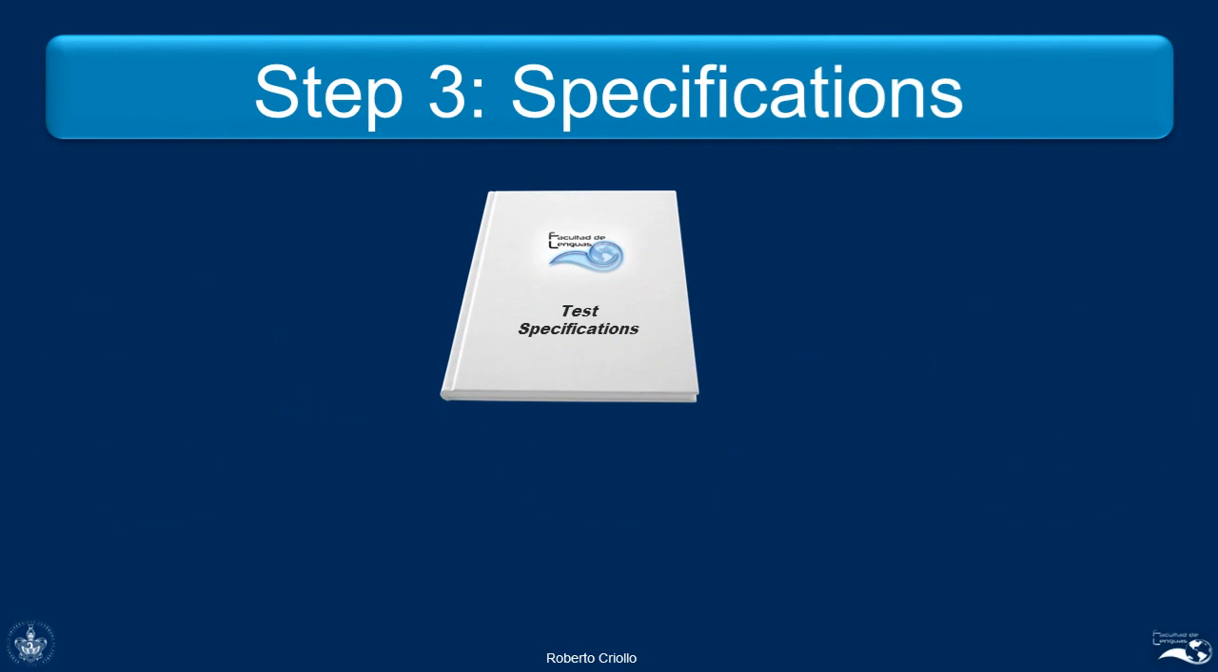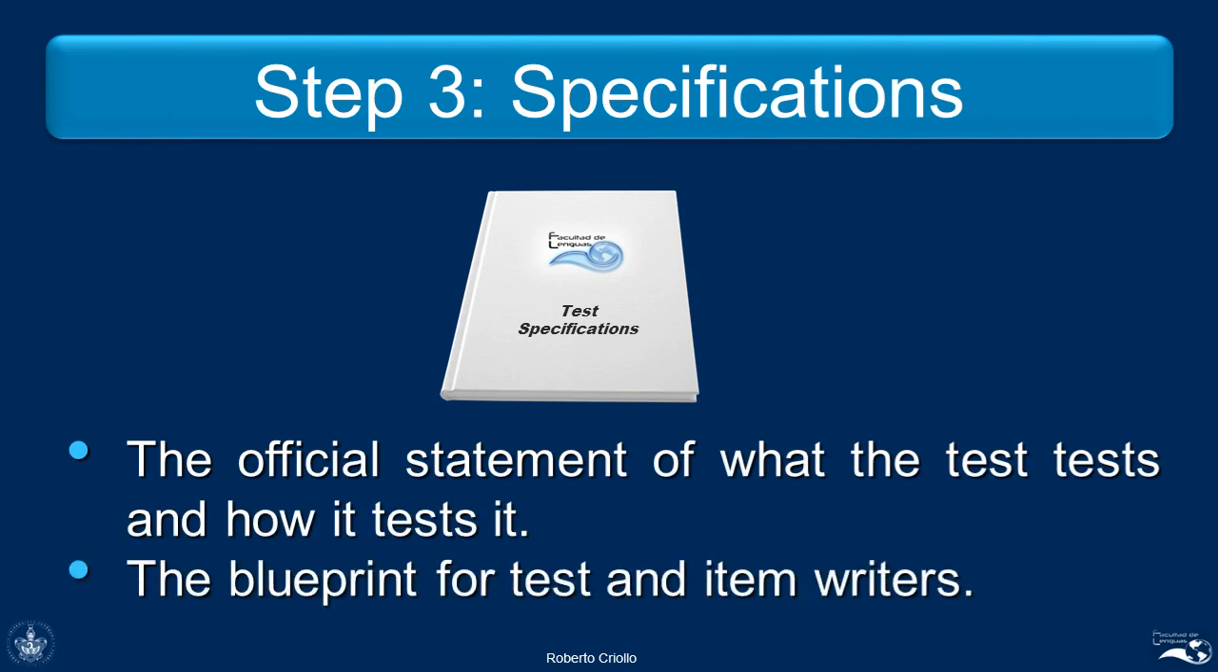So, once we have made decisions about the construct and the content of the test, we are ready to design our test specifications. Test specifications, ladies and gentlemen, refers to the official statement of what the test tests and how we test it. In other words, it is the blueprint or the recipe or the instructions for the test writers and the item writers. So people who are going to participate in the design of the test will know exactly what they need to do, because there are some very detailed descriptions of what the test is going to include.